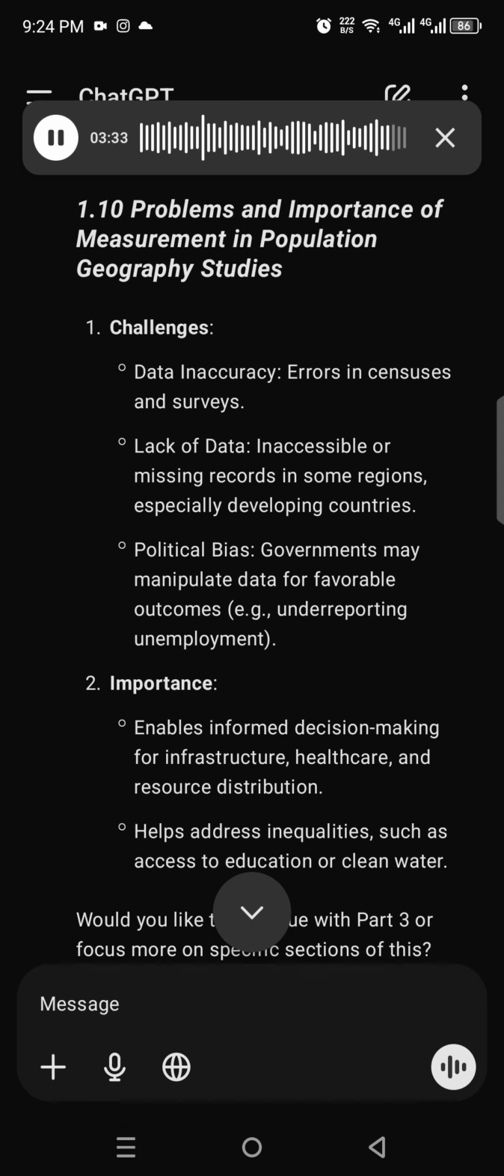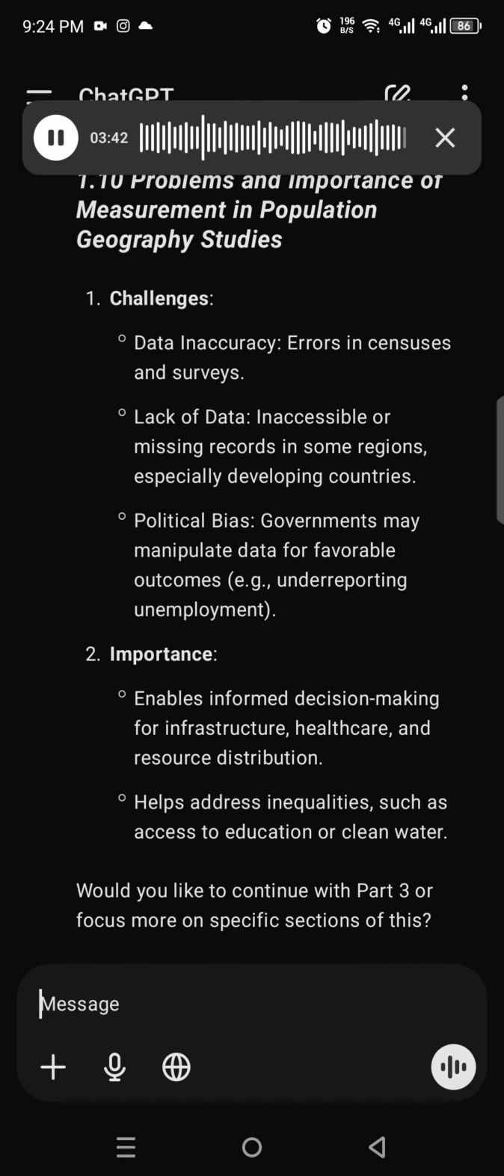2. Importance. Enables informed decision-making for infrastructure, healthcare, and resource distribution. Helps address inequalities, such as access to education or clean water.